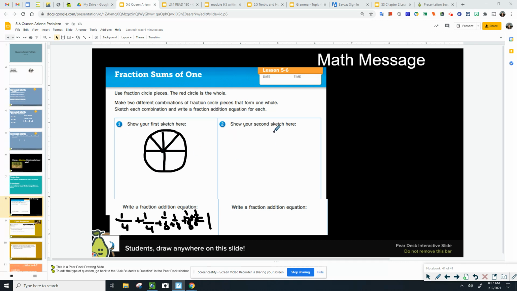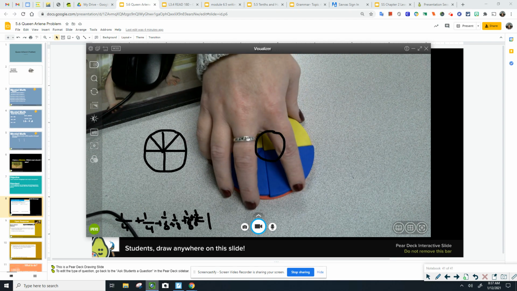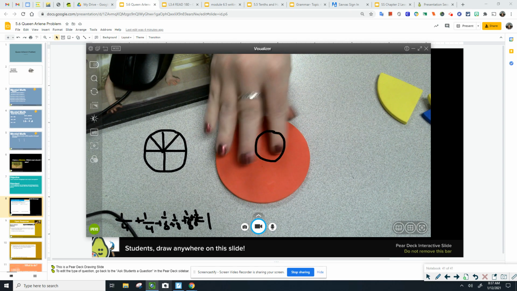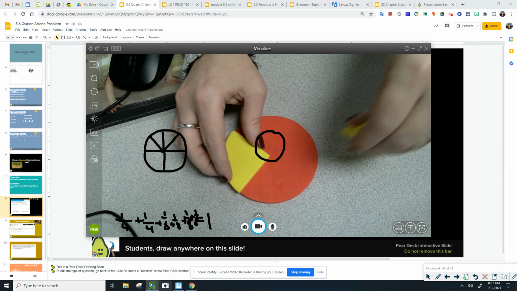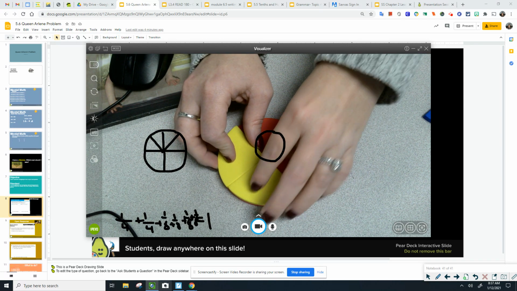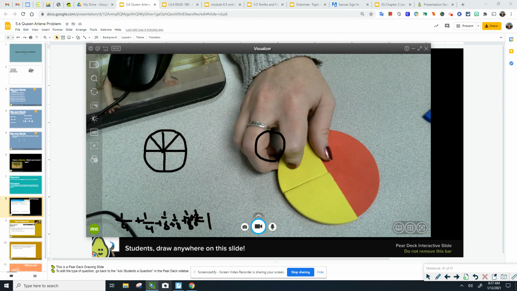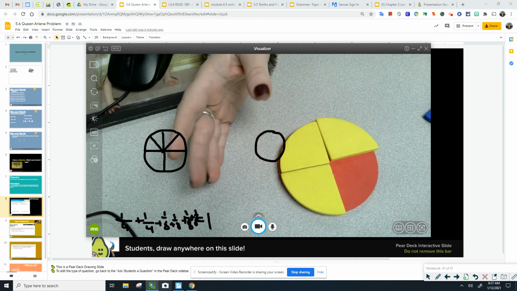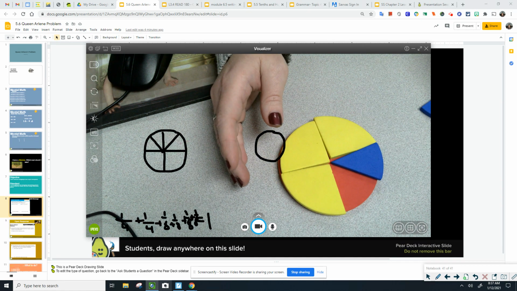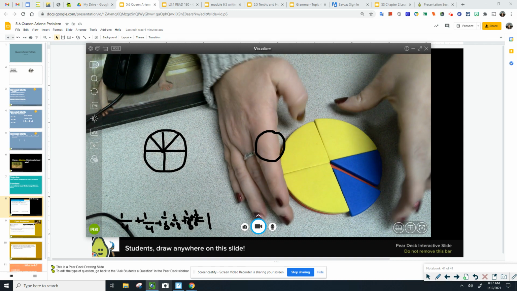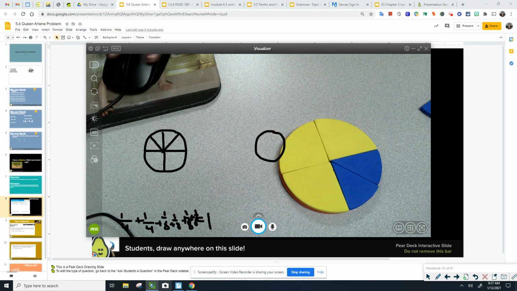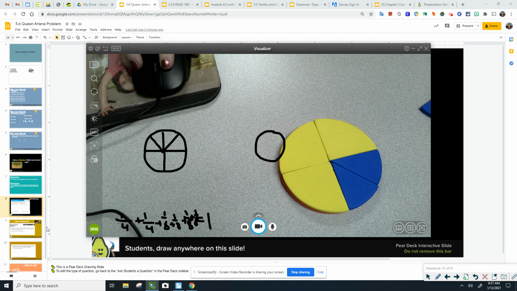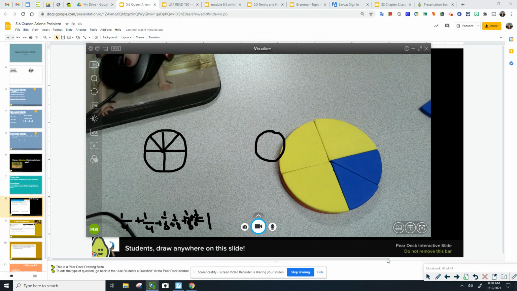I could do my circle a different way as well, okay? Let's come back over here and we'll look at our circle. Could I do 3 of these? And then that would be less of my blues, right? And then I could just do 2 of those blue pieces in here as well. That would be another way to show one whole circle in a different way for my fraction circle pieces.